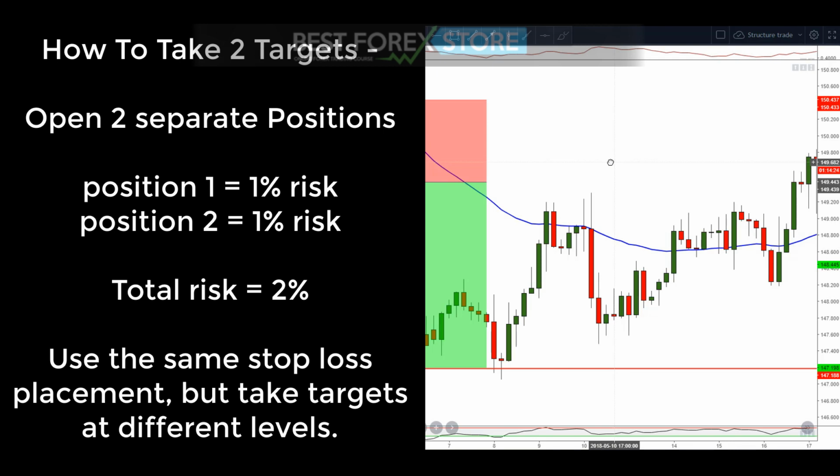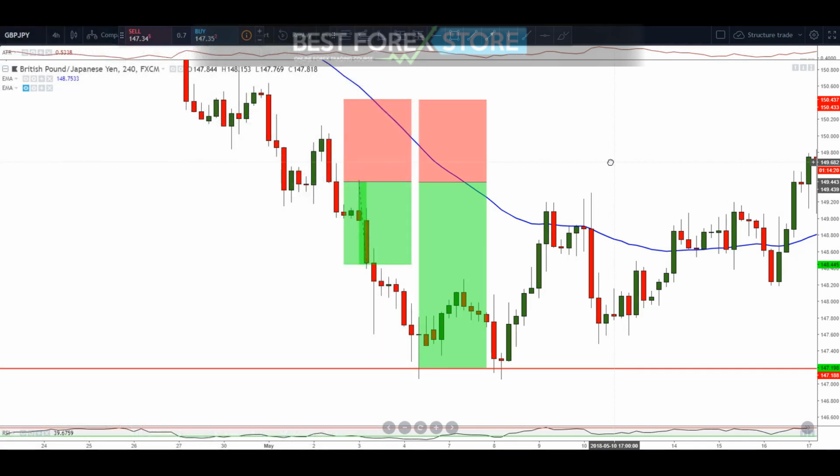So now that we're done with that, let's go ahead and talk about the different ways to take multiple targets. There are 2 main ways to take multiple targets. One is a fixed second target, and the second is a managed position. The first thing I'm going to show you is the way I personally take targets for the pullback strategies and for the multiple target strategies that I use.